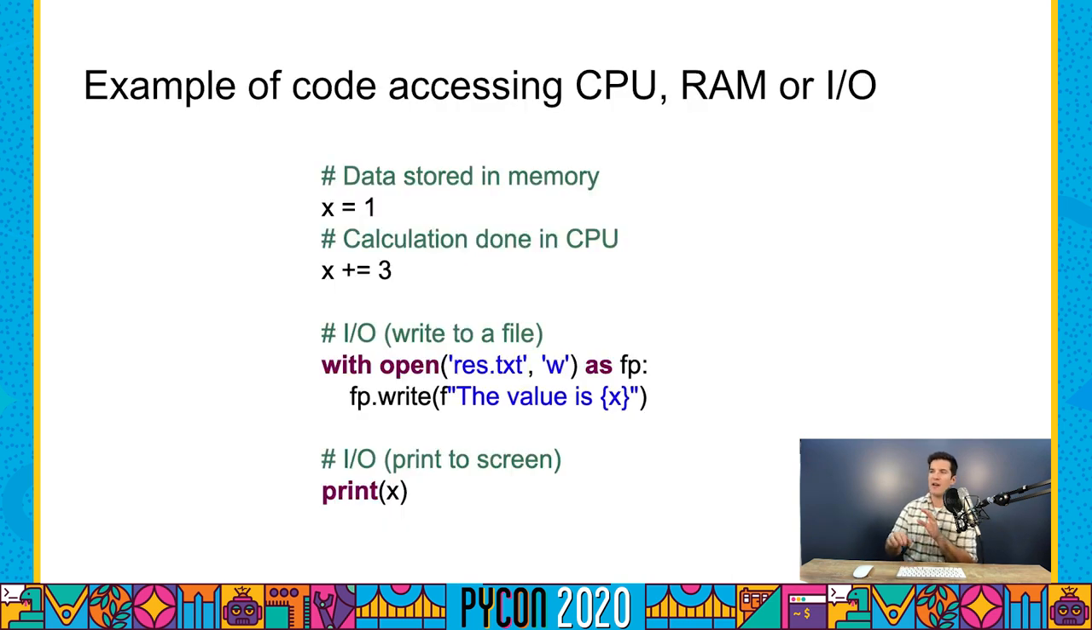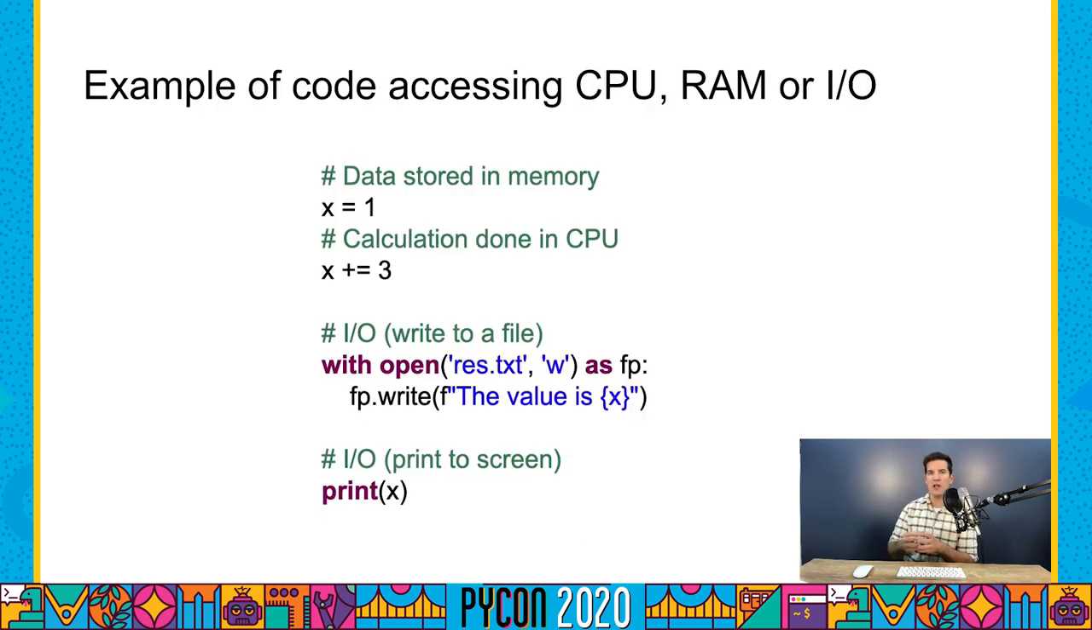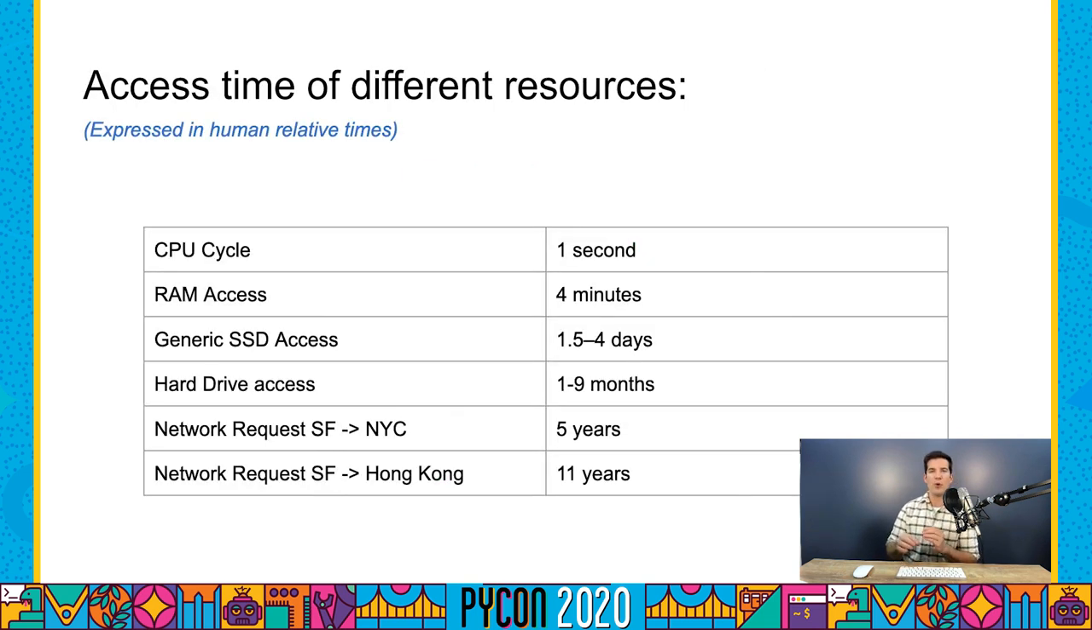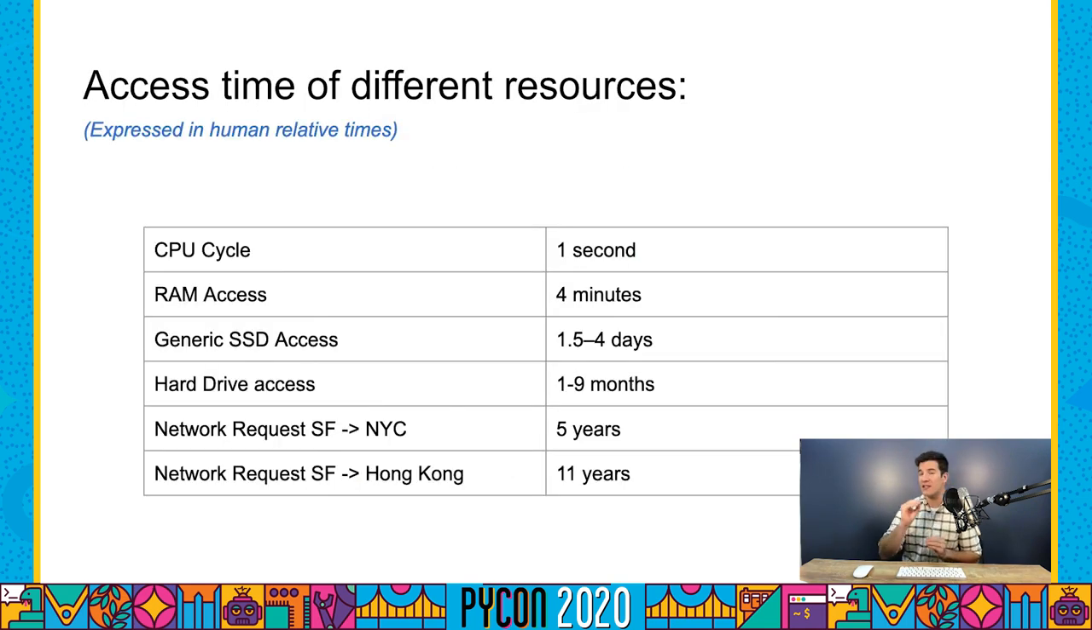And basically what we have is that the operations, or the instructions, we have in our code are usually going to fall into each one of these categories. Some operations will be performed by the CPU. Some other operations will store something in memory. Some other operations will connect to I/O. It's important to relate these to the access time of all these resources. For example, accessing something in the CPU is a lot faster than accessing something in memory or even I/O. And I want you to keep an eye on this because this is going to be very important later. So, for example, this is a very interesting comparison in human relative times.